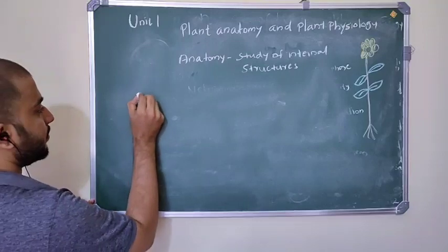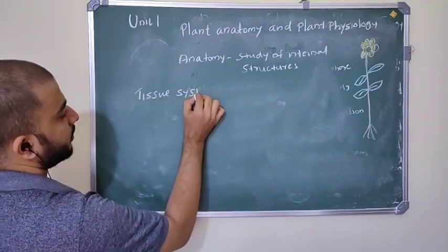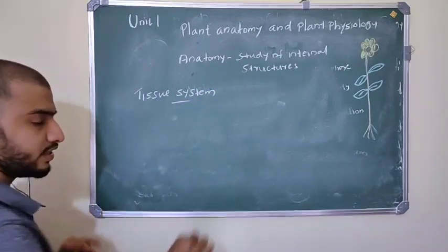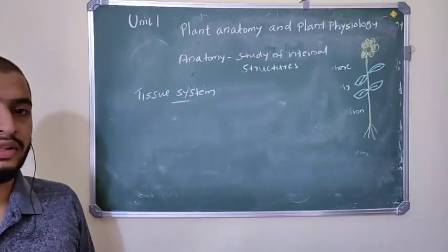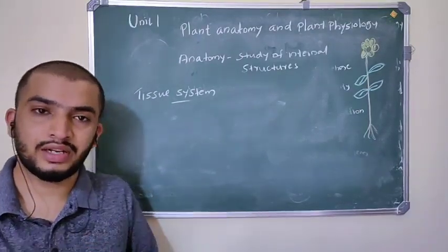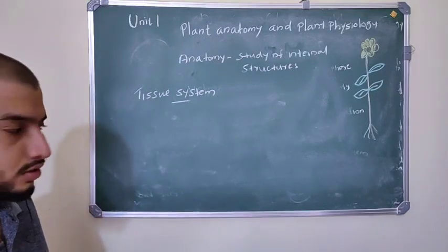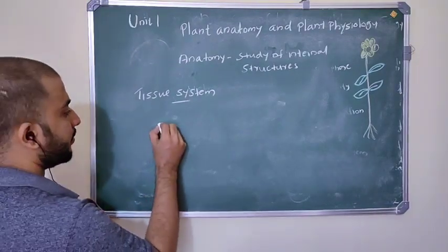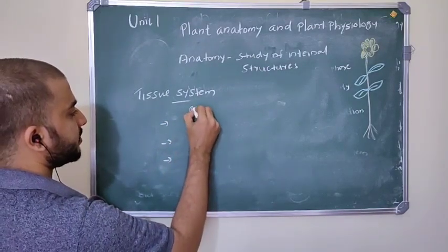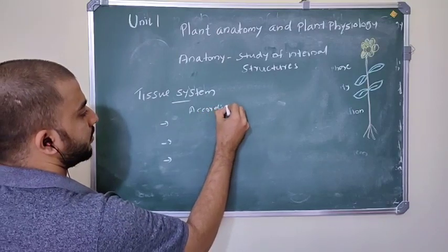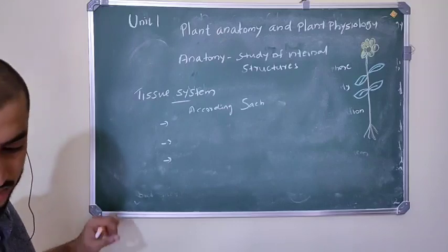Then tissue system. I told you what is tissue: a group of cells that may be similar or dissimilar in structure and origin, but perform the same function. Then tissue system. In plants there are three types of tissue system, according to the scientist Sachs.